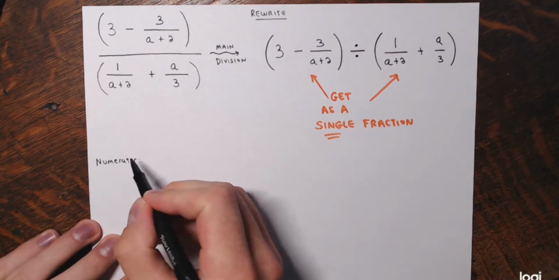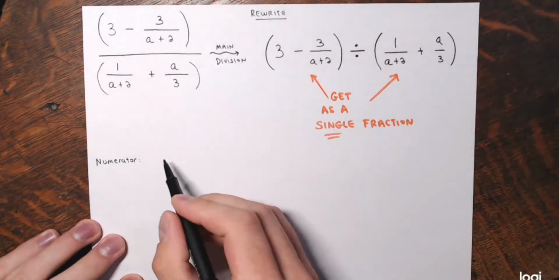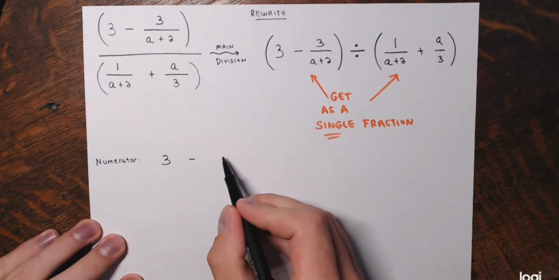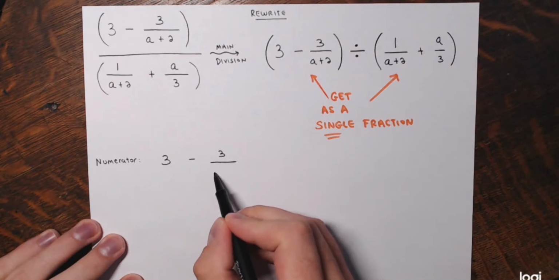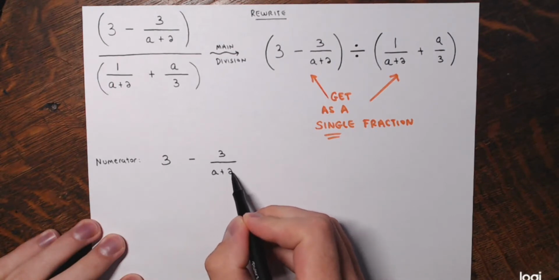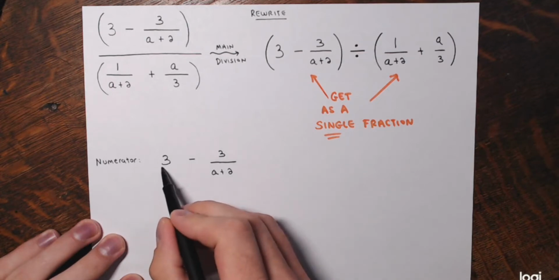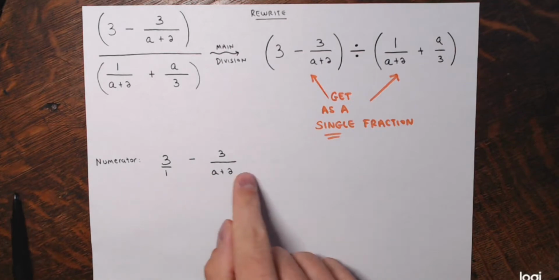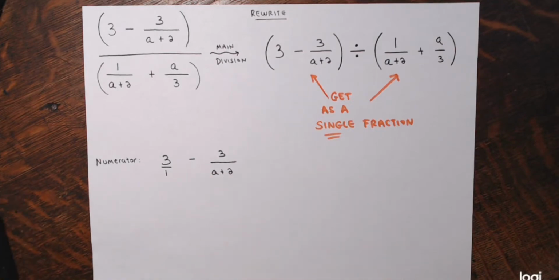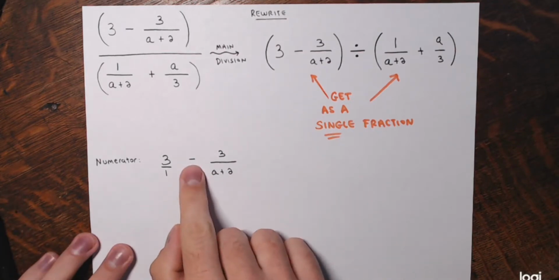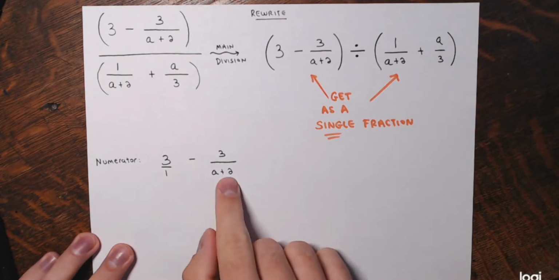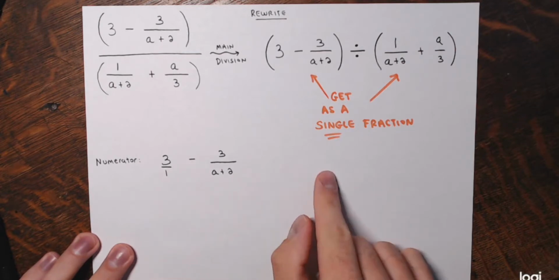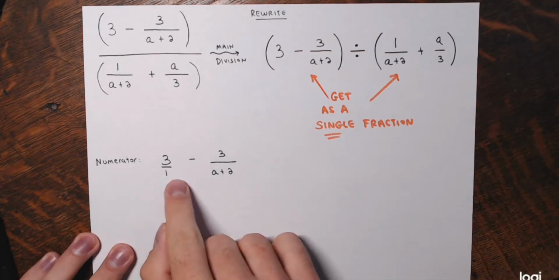Alright, the numerator being everything above the main division bar. 3 minus 3 over a plus 2. Well, 3 is like 3 over 1, right? And I want to get these to be a single fraction. Now remember, when you're subtracting, you need a common denominator to be able to put them together and make a single fraction. They don't have the same denominator.